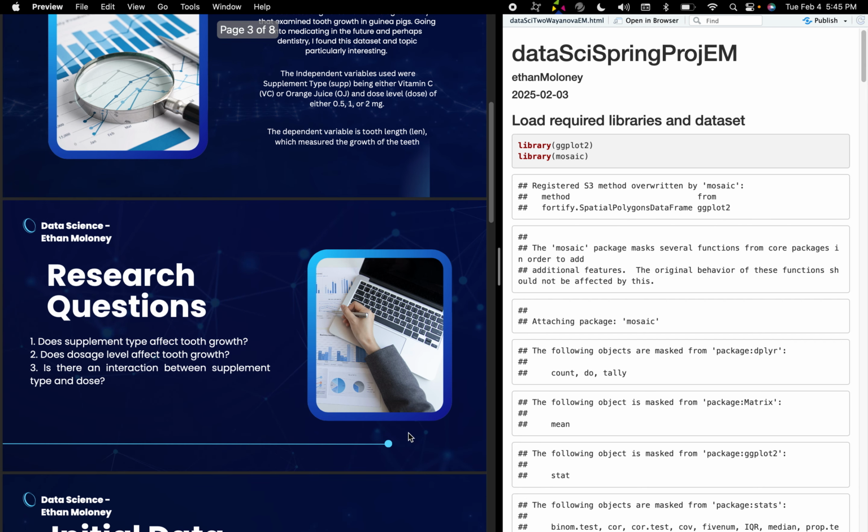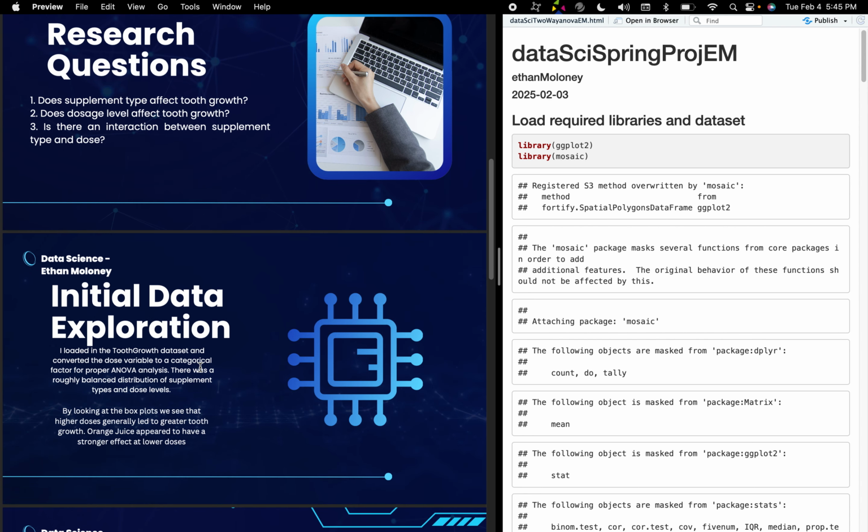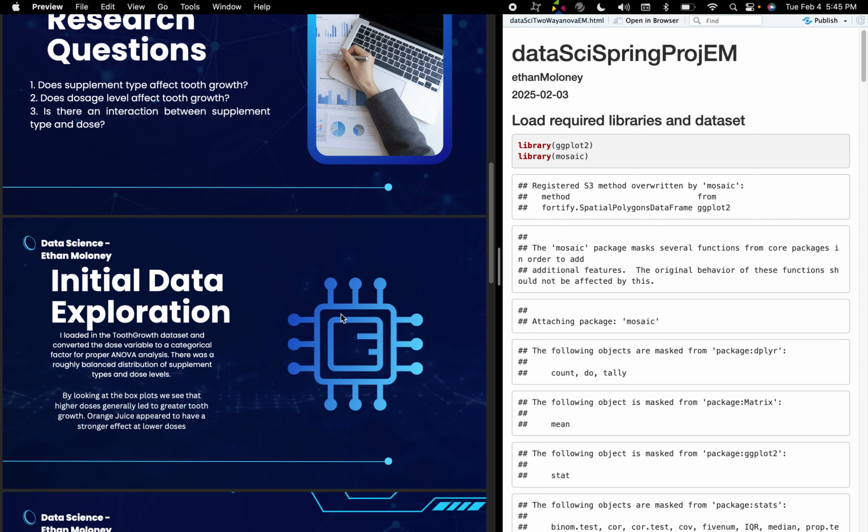So here are a couple of my guiding questions through my research. Does supplement type affect tooth growth? Does dose level affect tooth growth? Is there an interaction between supplement type and dose? So let's have a look at my initial data exploration.